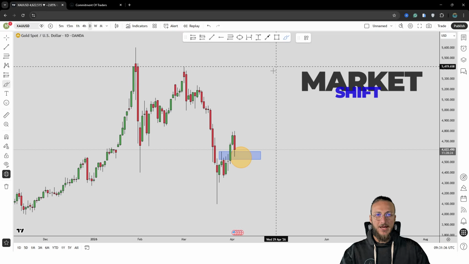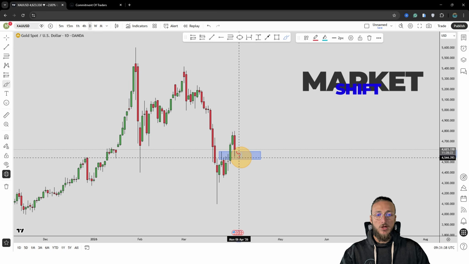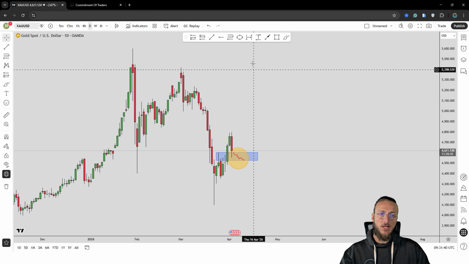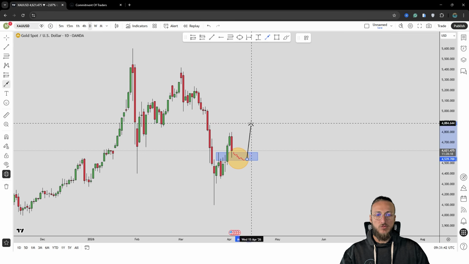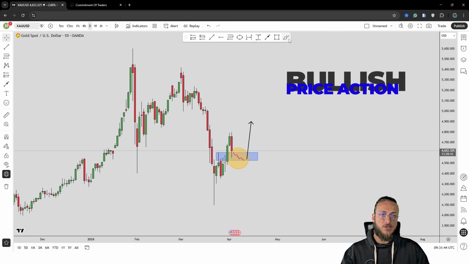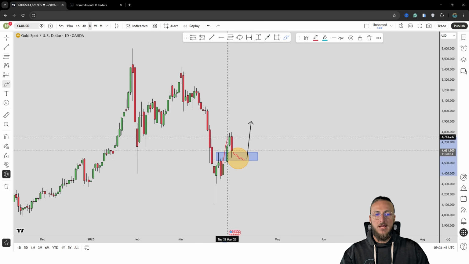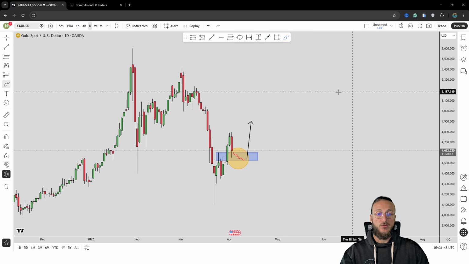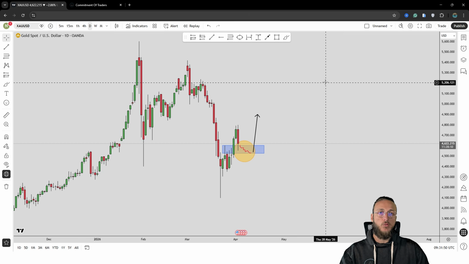Therefore, what I would expect is that if this market would shift from an intraday bearish to a bullish market, I wouldn't be surprised to see a potential rejection higher away from this zone for the market to complete this daily impulse correction and impulse pattern to the upside. That definitely wouldn't surprise me.